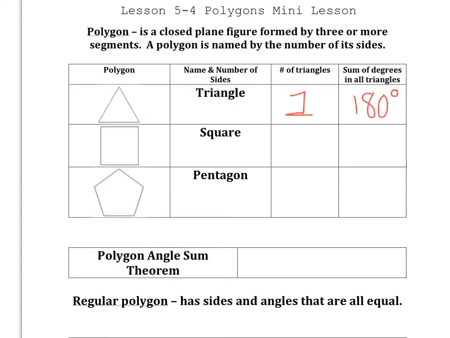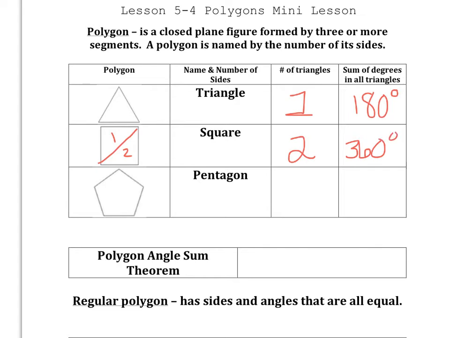Next, if you look at a square, if you connect from vertex to vertex, it is really two triangles, as you can see. And so the number of triangles contained in a square, or any quadrilateral for that matter, is 2. Now, because each of those two triangles contains 180 degrees total for its angle measures, that would mean that the sum of all of the triangles would be 360 degrees.